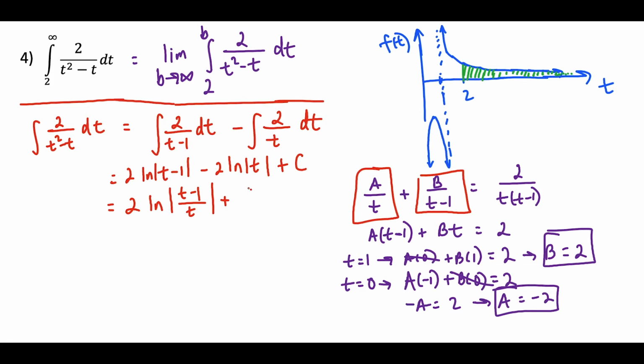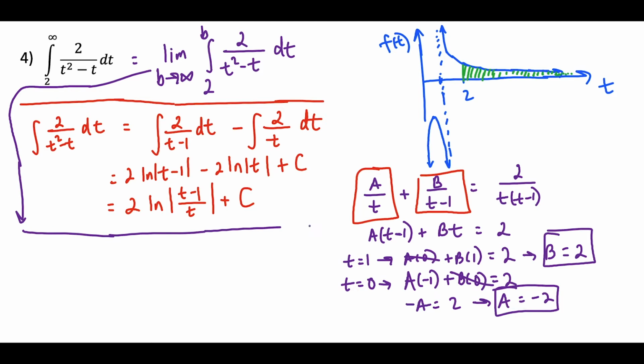And then we have our plus c at the end. So this is going to come in handy for evaluating this integral here in purple with the limit attached, because now this expression here, this particular limit, we're going to write the result underneath over here. So now what we have is the limit as b goes to infinity.